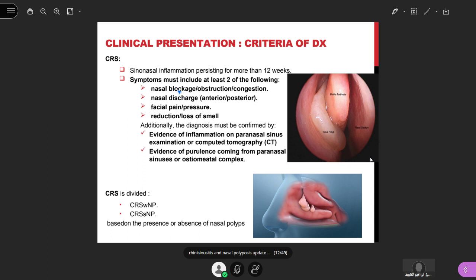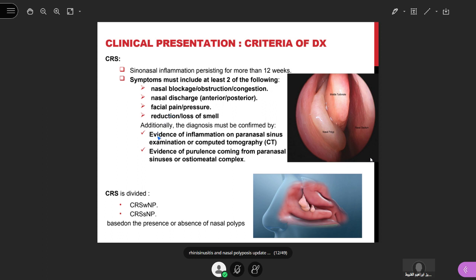The criteria of chronic rhinosinusitis: persistence of more than 12 weeks, and symptoms must include at least 2 of the following, the same as acute rhinosinusitis: nasal blockage, obstruction, nasal discharge, facial pain, or pressure. You can choose any of these 4 for the patient. In the acute, you have to combine 2 plus 2. Additionally, for the chronic, you have to have evidence of inflammation of the paranasal sinuses by CT scan, or evidence of purulent discharge coming from the sinuses by the scope. So 1 of these plus 2 of these.